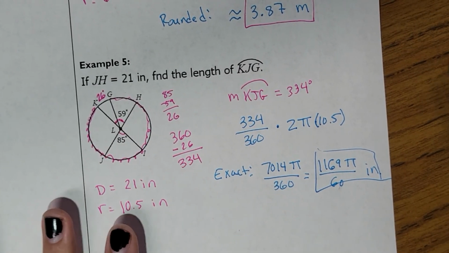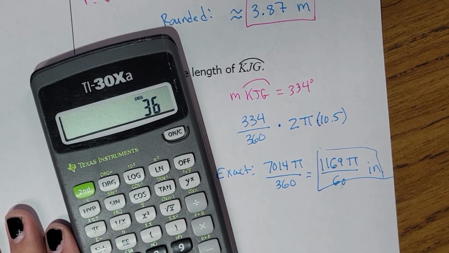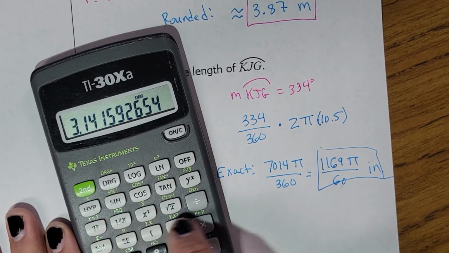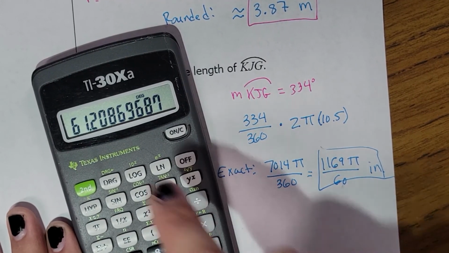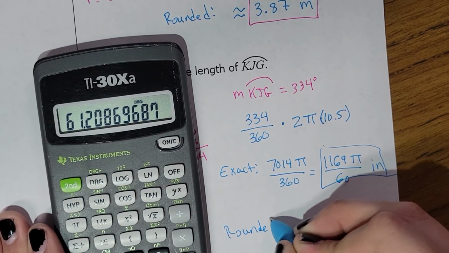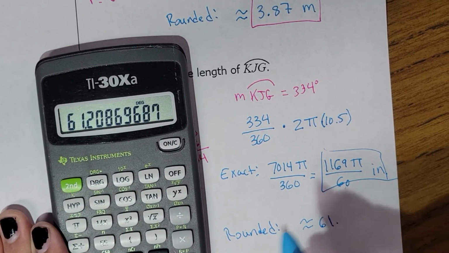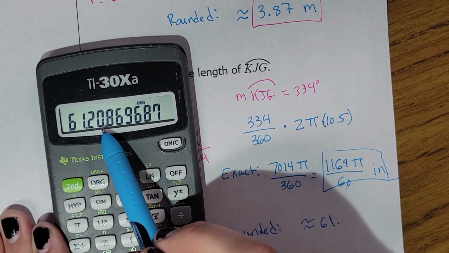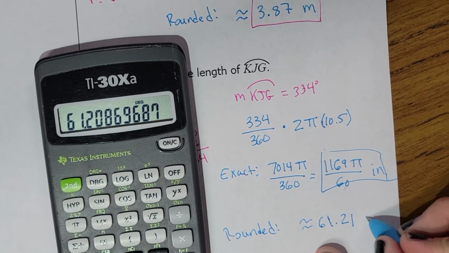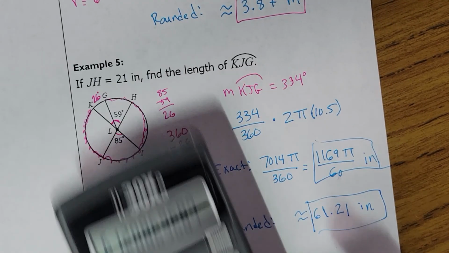Obviously though, we can just find the rounded answer as well. 334 divided by 360 times 2 times pi times 10.5. And I get approximately 61.208. So the 8 is going to cause the 0 to round up, so 61.21. I always like to round to the hundredths place. I think it's just a little bit better. There is my second answer.